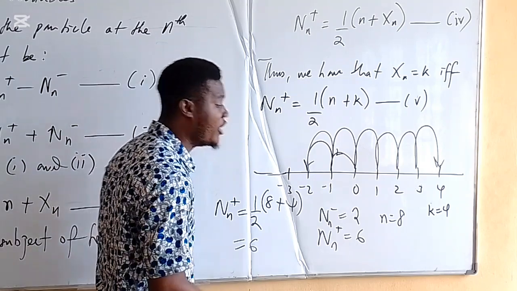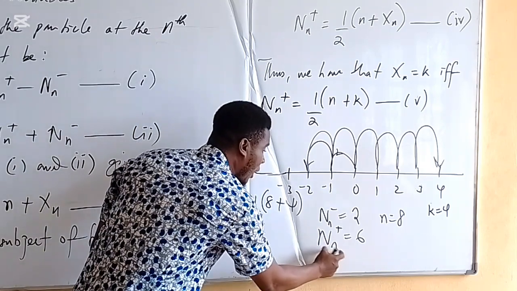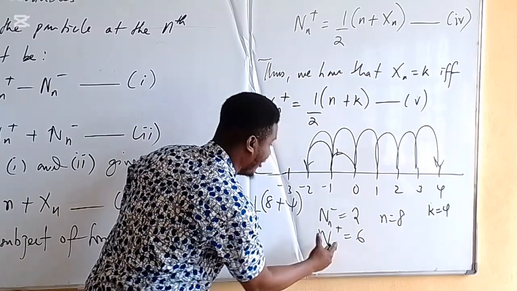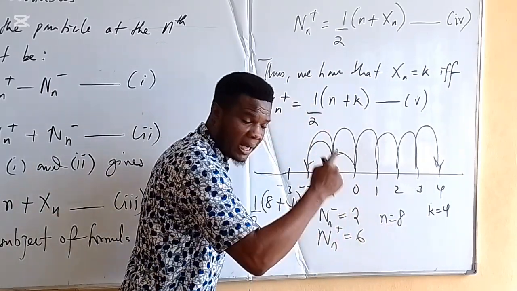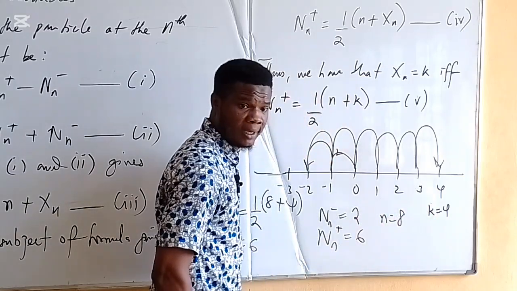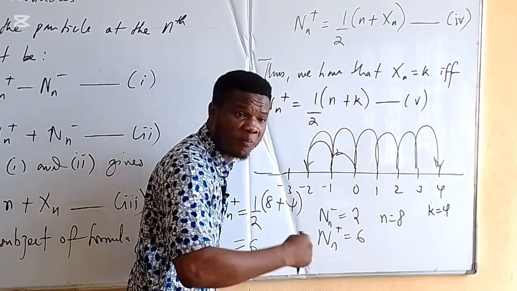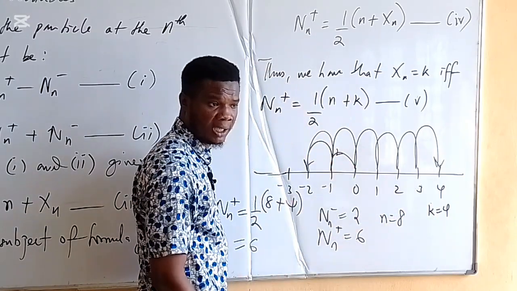So let's assume I didn't tell you what n plus is. I only gave you the number of steps you took all together plus your k. You can still determine your number of positive movements towards k. Is it clear?